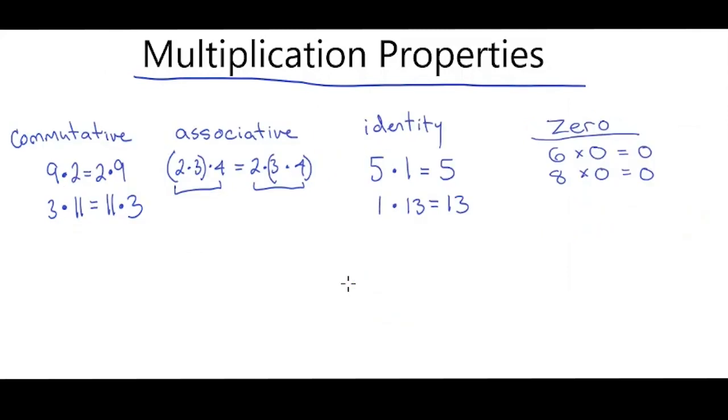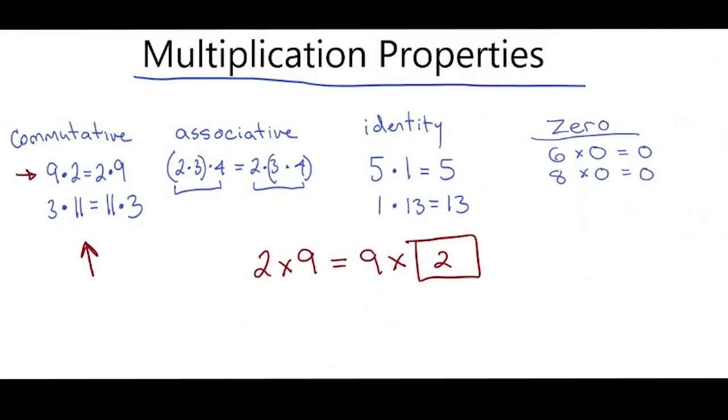And let's say they ask us to use properties to complete an equation, okay? So if I have 2 times 9 equals 9 times something, which property does that look like? I'd say that's the commutative property. And the commutative property says I can multiply any numbers in any order. And so what number is missing? Well, 2 is missing. Matter of fact, that's pretty much the example that I gave right there.